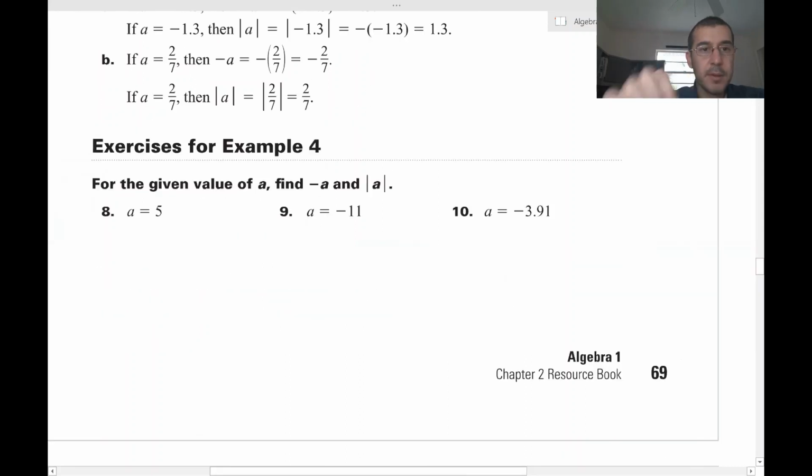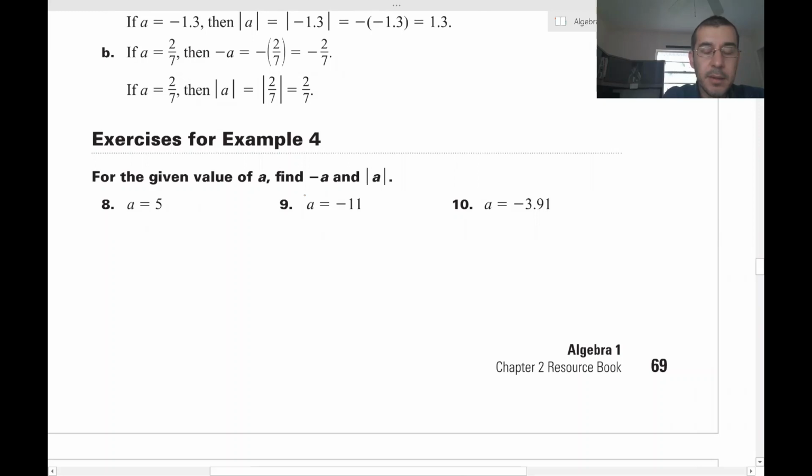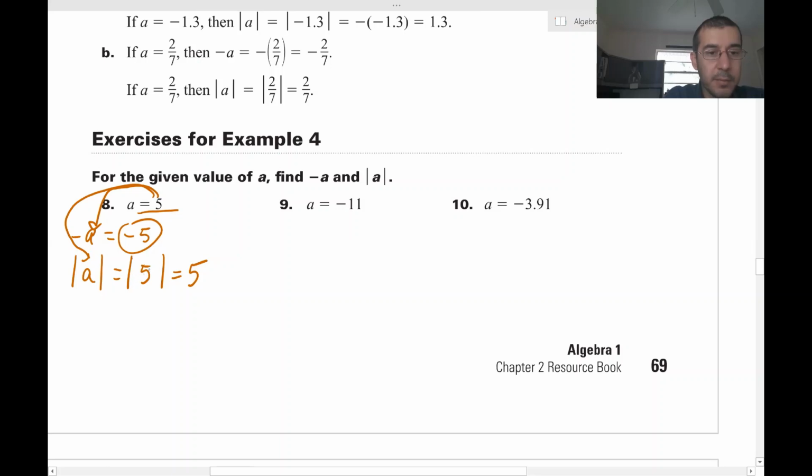8, 9, and 10. For the given value of a, find minus a and absolute value of a. Okay, so we find the opposite of a, so minus a, and then absolute value of a. Okay, and a is 5. So we just plug in 5 for a in both cases. So minus a becomes minus, instead of a, we have 5. So this becomes minus 5. Absolute value of a becomes absolute value of, instead of a, we plug in 5. So absolute value of 5 is 5. And we know that absolute value of positive or negative numbers is a positive number.